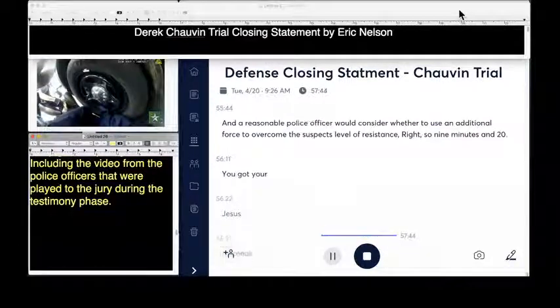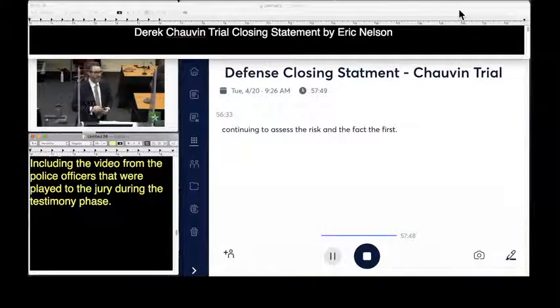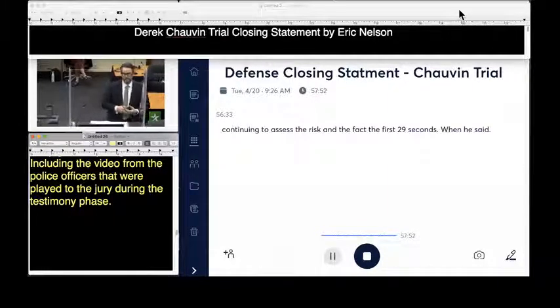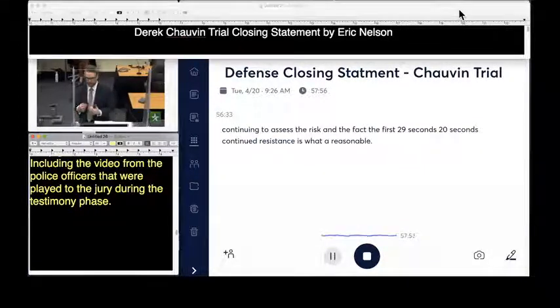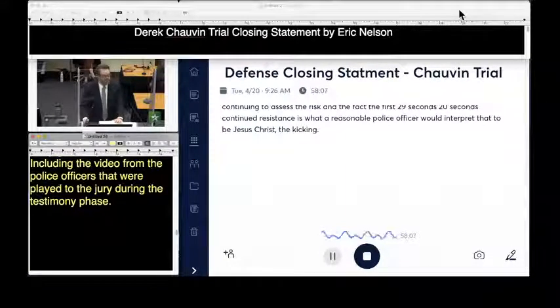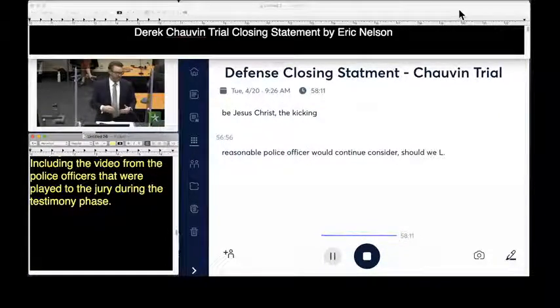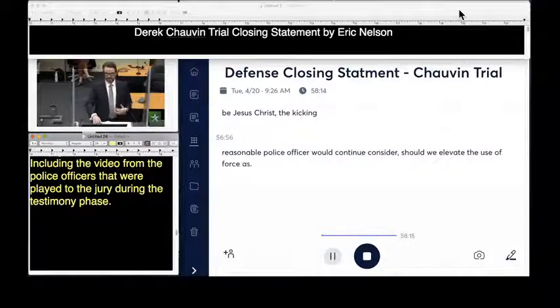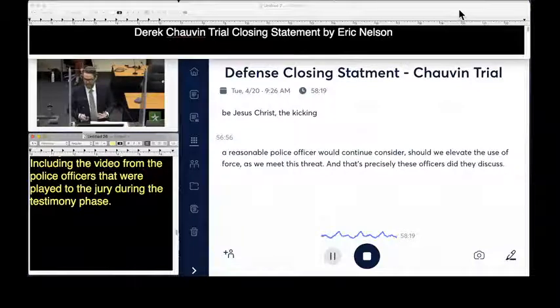Continuing to assess the risk and the threat. The first 29 seconds, 20 seconds, continued resistance is what a reasonable police officer would interpret that to be. Jesus Christ, the kicking. A reasonable police officer would consider, should we elevate the use of force as we meet this threat? And that's precisely what these officers did. They discussed using the MRT, the hobble.